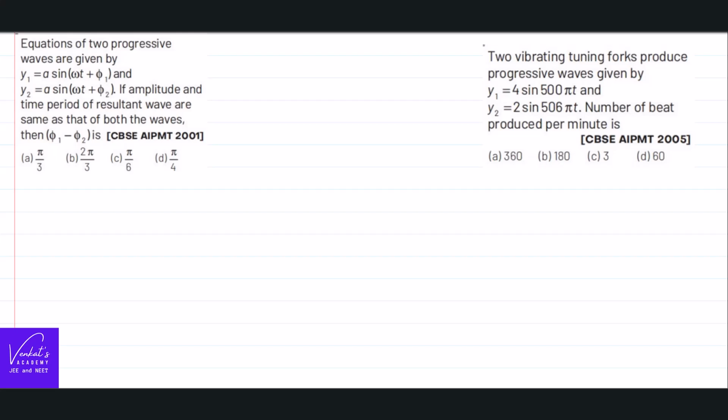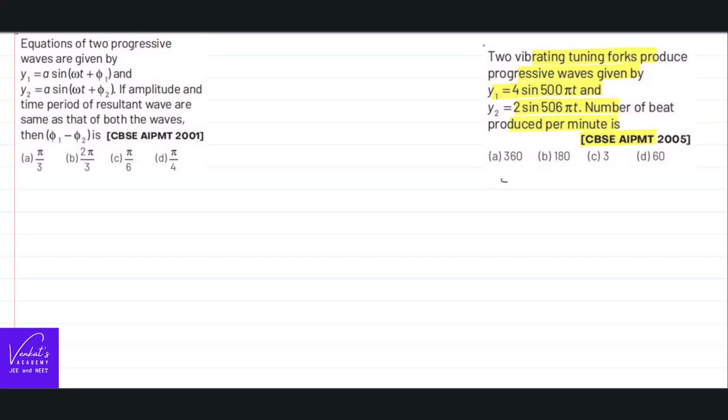Here in this video, we are solving two problems in waves. The simplest problem first. Two vibrating tuning forks produce progressive waves and their displacements are given. What is the number of beats generated per second is the question asked.